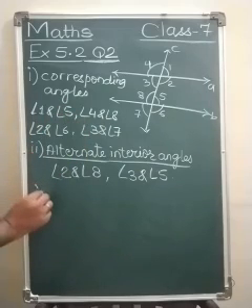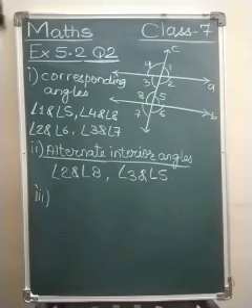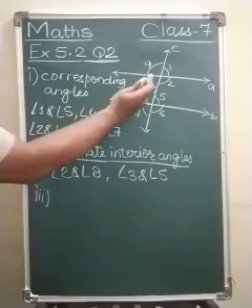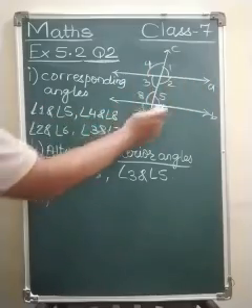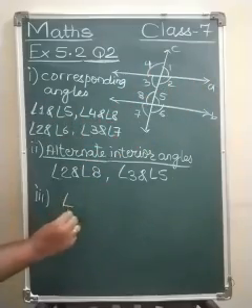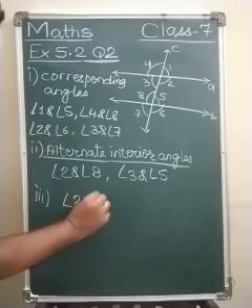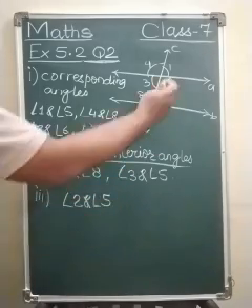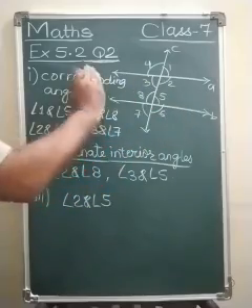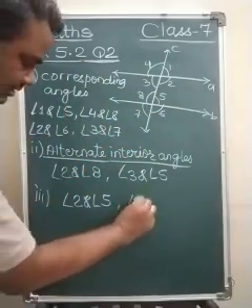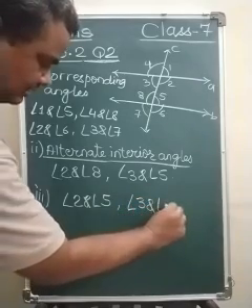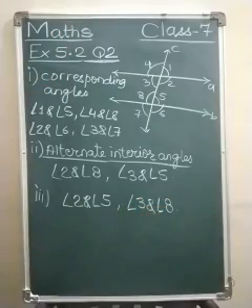Okay. Third, pairs of interior angles on the same side of the transversal. This side and that side. Angle 2 and angle 5. The answer for the third is angle 2 and angle 5 on the right hand side of the transversal, and on the left hand side of the transversal, angle 3 and angle 8.